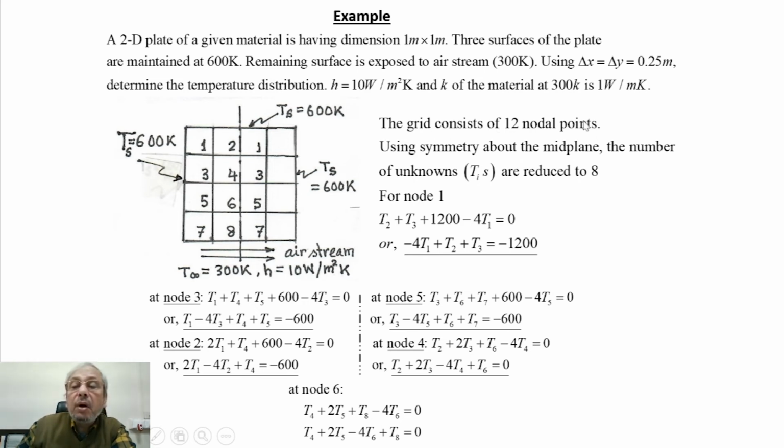The grid consists of, if we have this grid size, we can easily calculate, 12 points. But using symmetry about the mid plane, because this side and this side are the same, this side is 600, this side is different, we can have this vertical symmetric line, a vertical mid plane, around which these are symmetric. The number of unknowns is reduced to 8. Whatever is the temperature here will be the temperature here, and likewise for the others. So instead of solving at 12 points, we now have to solve at 8 points, because 1, 3, 5, 7 will be repeated on the other side.